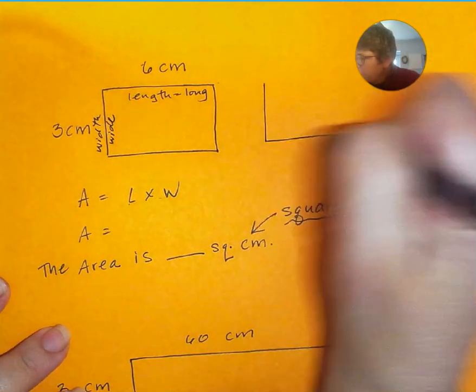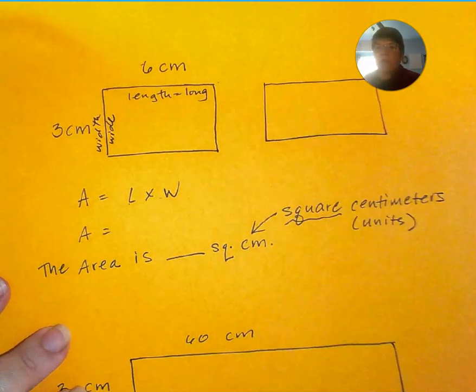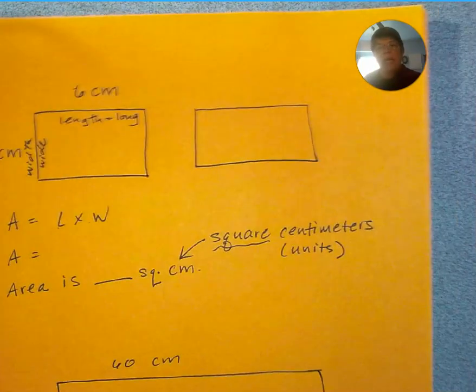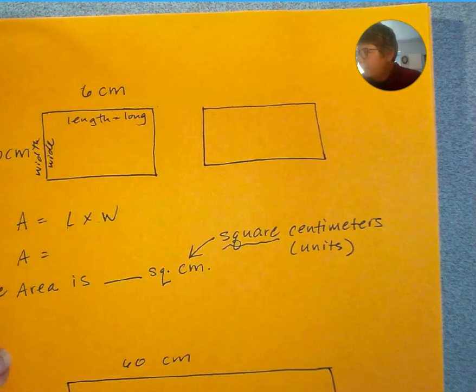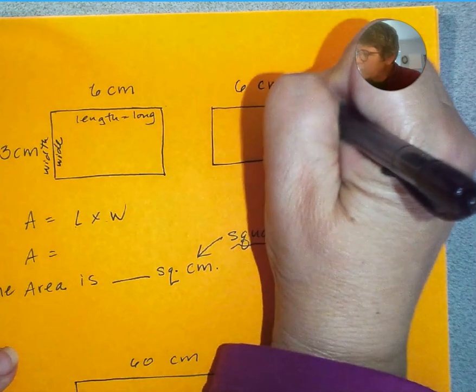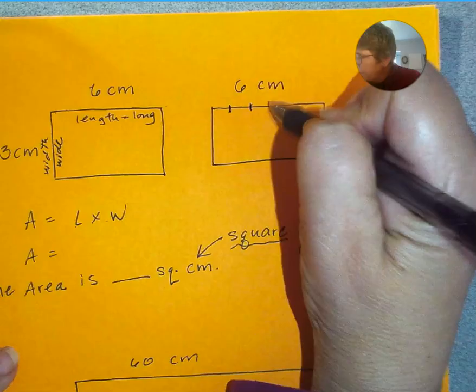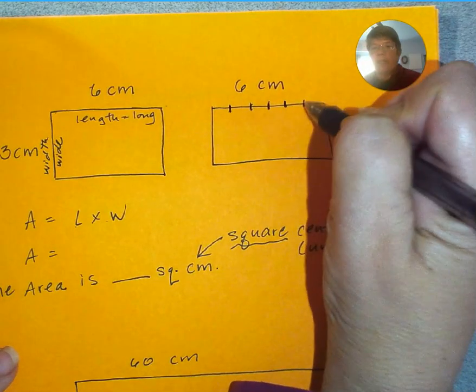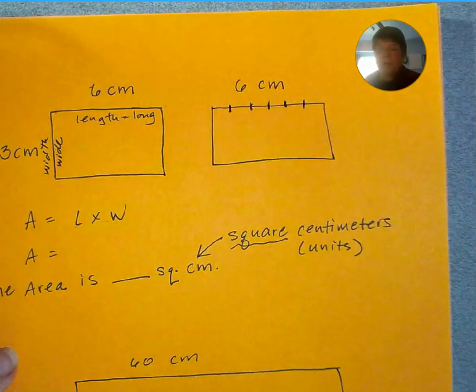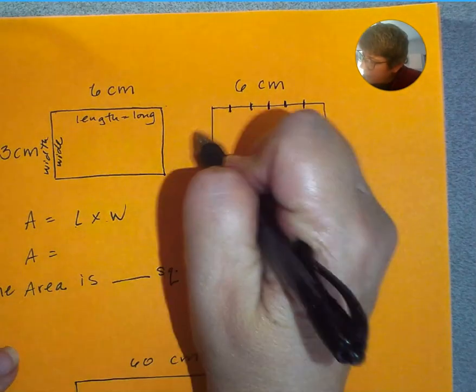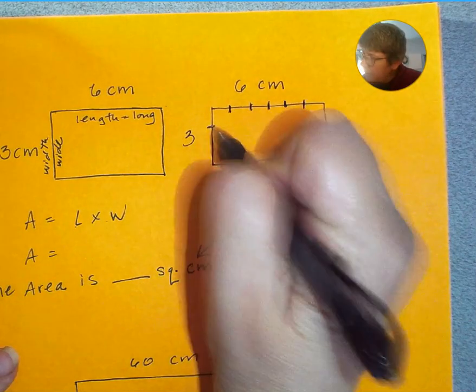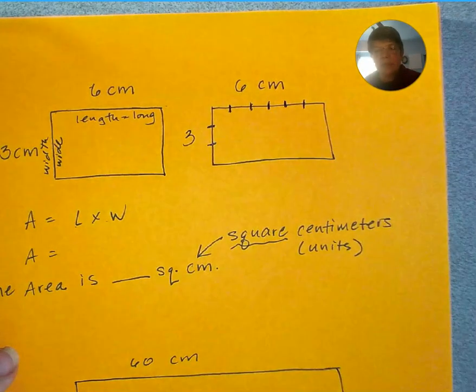Since I wrote those things on there, I'm going to just redraw it over here for us. Okay? And I want you to think about 6 centimeters. Okay? So 1, 2, 3, 4, 5. 5 lines makes 6 centimeters, right? And then 3 centimeters this way, 2 lines, makes 3 centimeters.